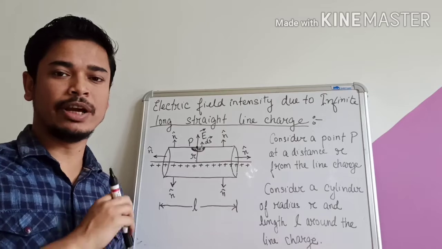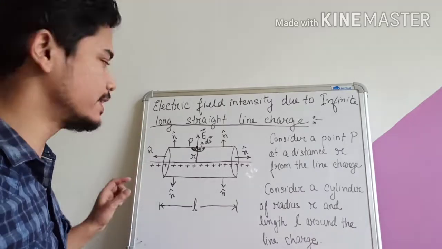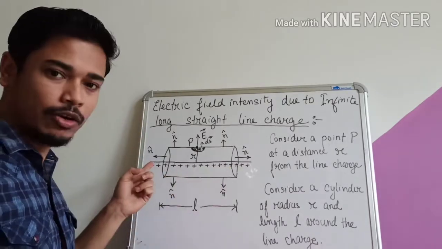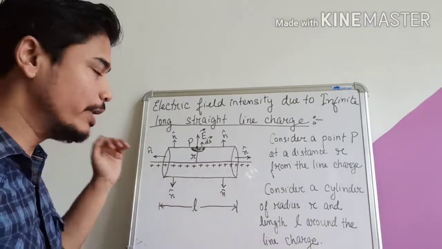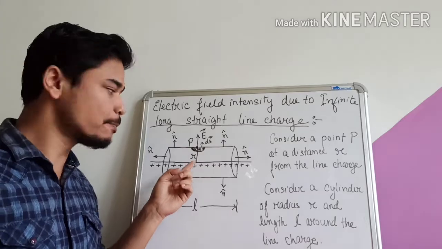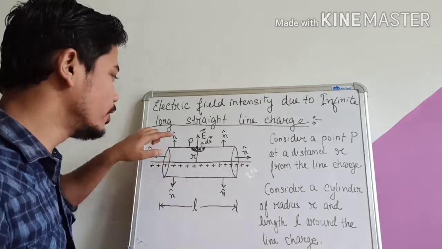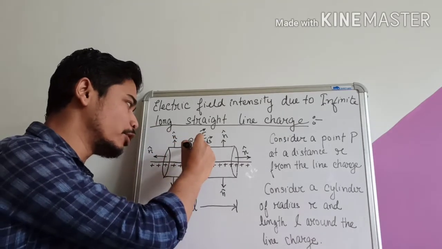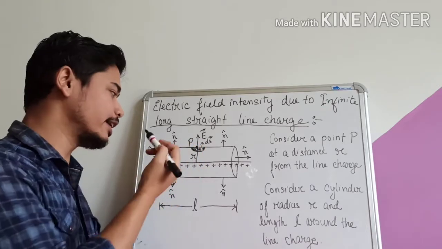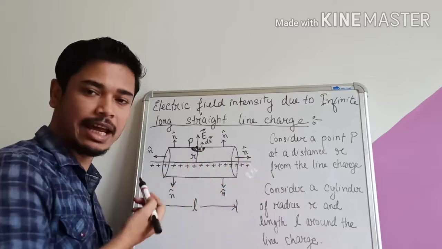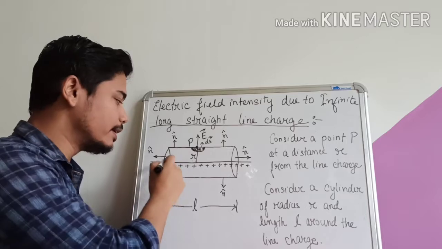The first example is that we have to calculate the electric field intensity due to a straight line charge. In this diagram, we have considered a line on which charge is distributed uniformly. So this is a linear charge distribution. Now we have to calculate the electric field intensity due to this line charge at a point which is at a distance r. This point is considered to be P. So we are going to calculate the electric field intensity due to this straight line charge at this point, which is at a distance r, small r, from the line charge.